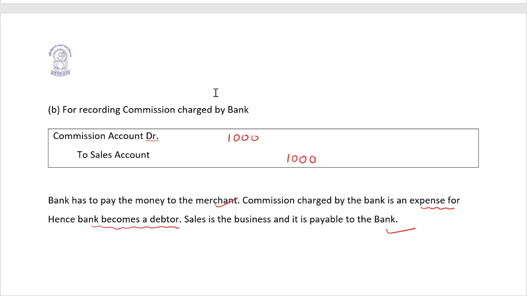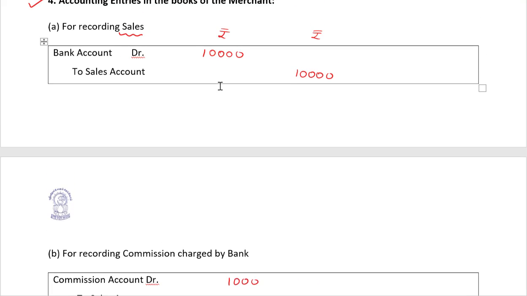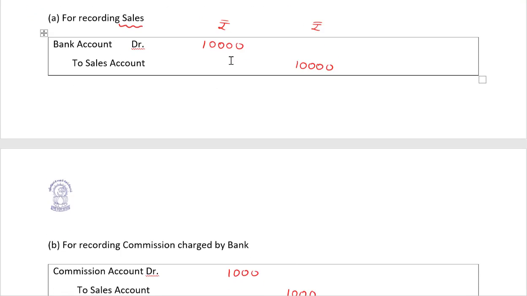Do it very minutely. Commission charged by the bank is an expense and money received is an income in bank, obviously.